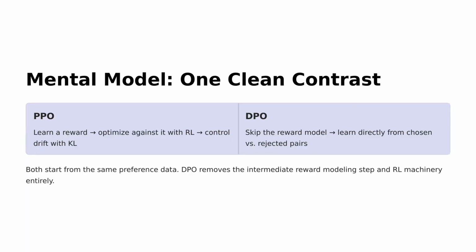Here's the clean contrast to keep in mind. With PPO, you first learn a reward model from preference data, then use reinforcement learning to optimize against that reward, while KL regularization helps keep the model from drifting too far. DPO starts from the same preference data, but skips the reward model and the RL loop entirely. Instead, it directly learns to prefer chosen responses over rejected ones.